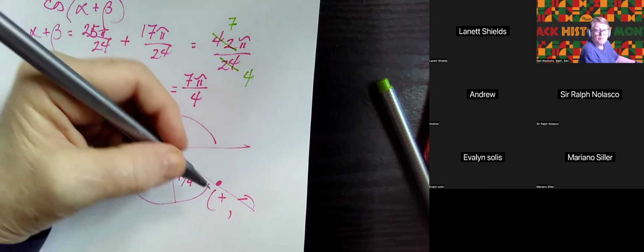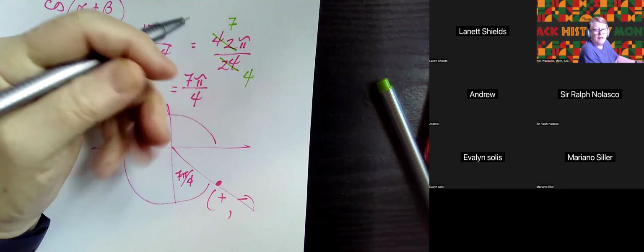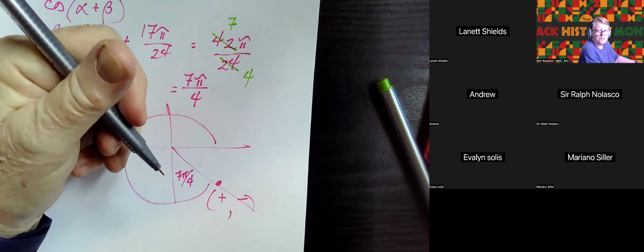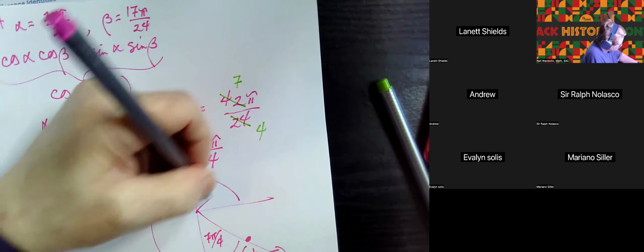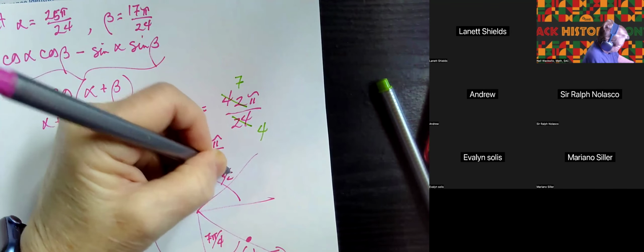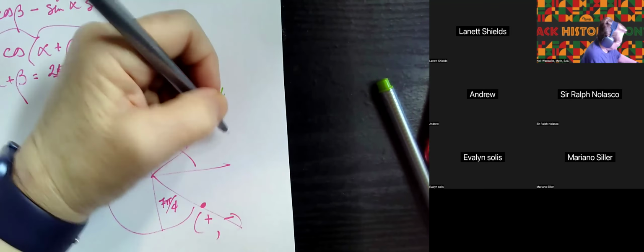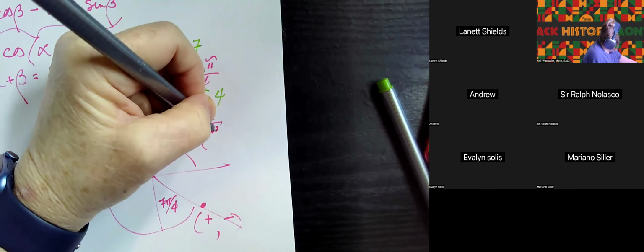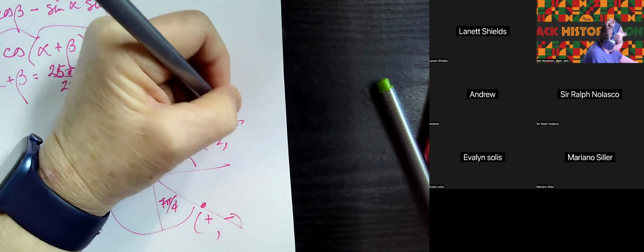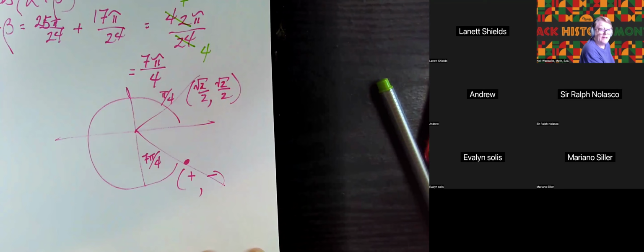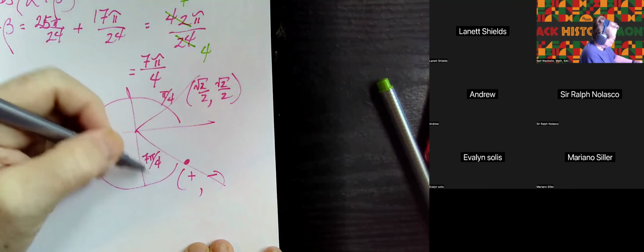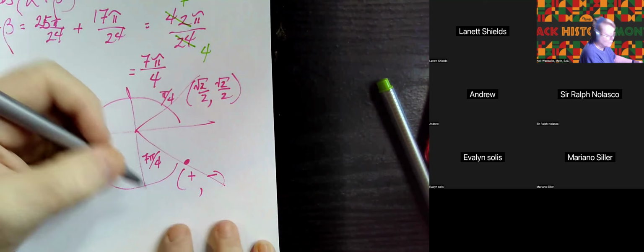And this is 7 pi over 4. 4 is the denominator, and we can't reduce it. 7 and 4 don't have any factors in common. So I know that this is going to be just like pi over 4, which is square root of 2 over 2, square root of 2 over 2, with a correction for the signs in quadrant 4. So what are the coordinates of the point at 7 pi over 4 in quadrant 4?